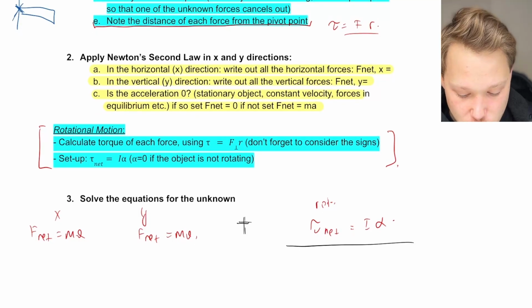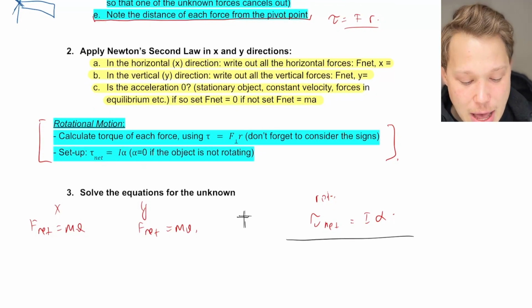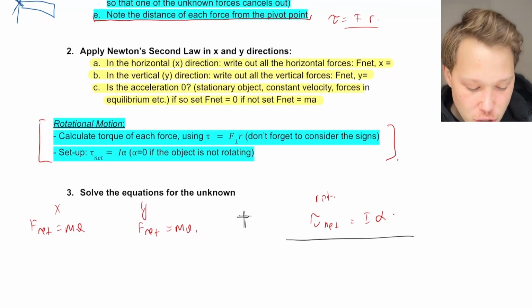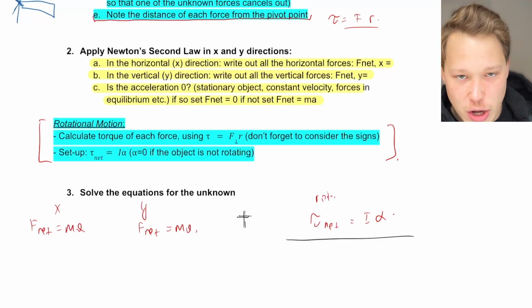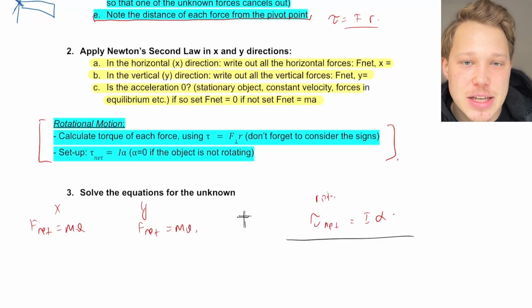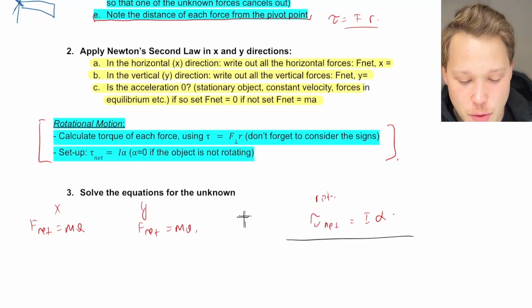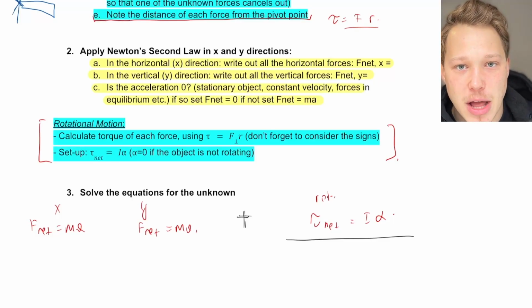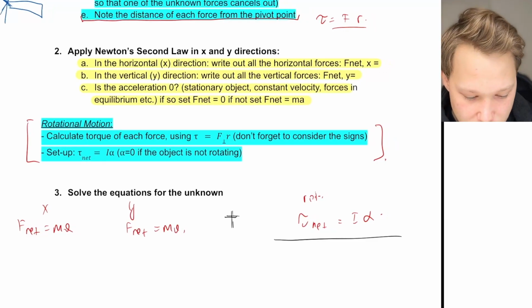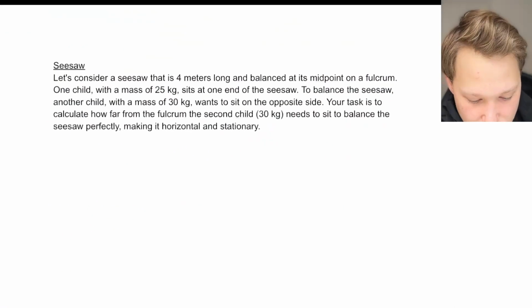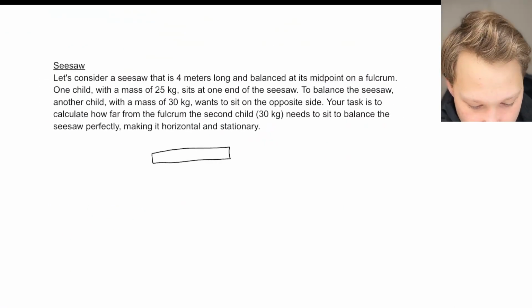Great. To conclude, we will essentially have three equations, and whatever the question is asking, we can solve it by combining these three equations together. So let's take a look at how this method applies to our next problem right here. Here we have a seesaw that is 4 meters long.